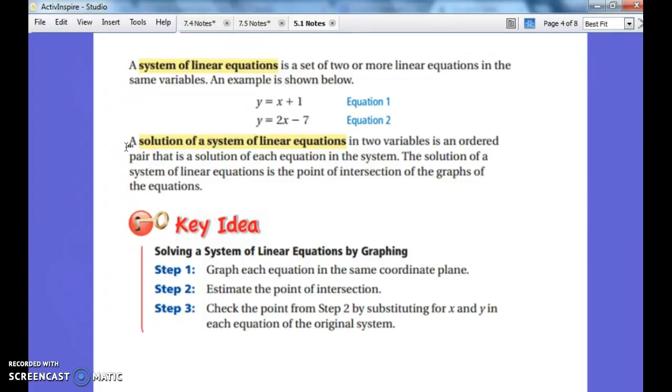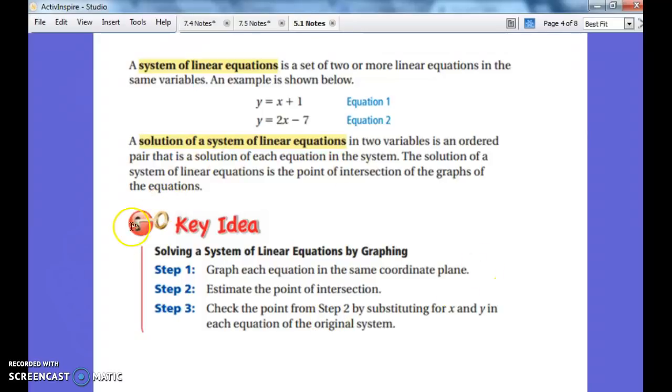The solution of a system of linear equations is the point of intersection of the graphs of the equations. So what they're saying is, if you were to graph these two linear equations and see where they cross, that point where they intersect is called the solution to the system of linear equations.